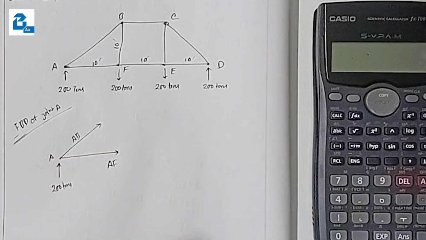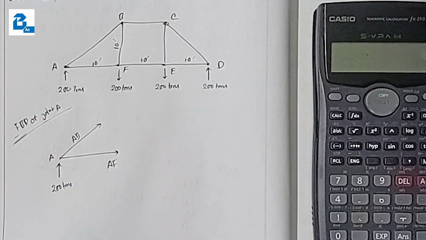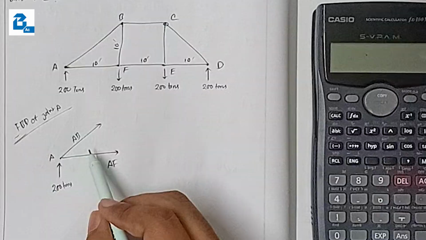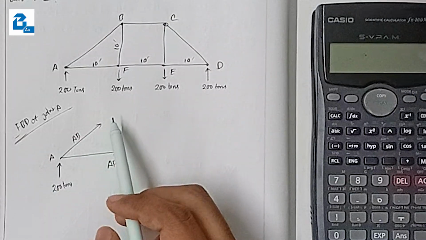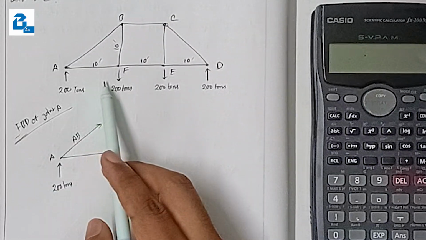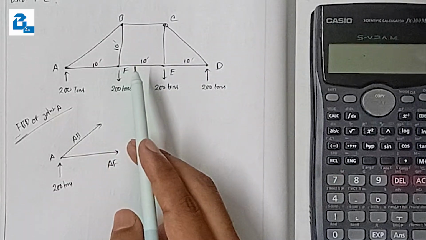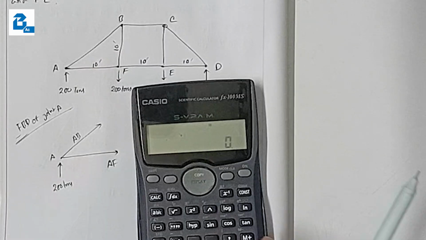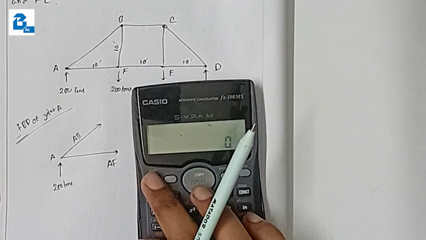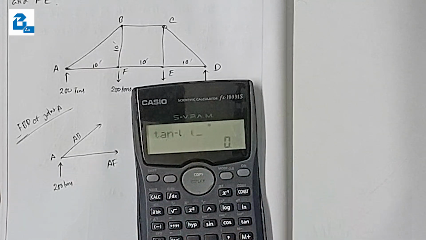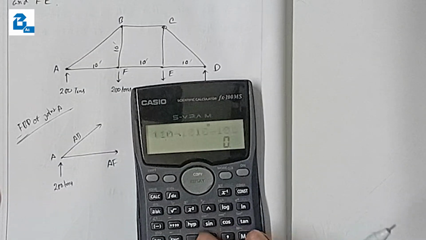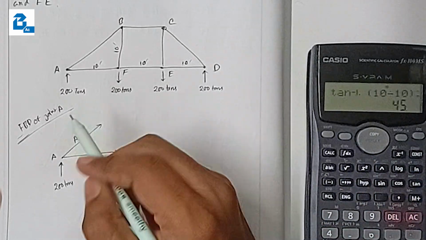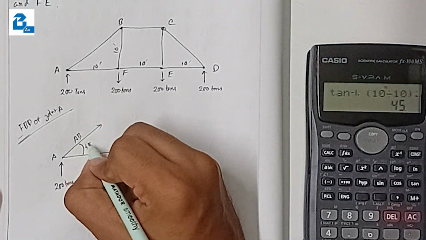To solve this, we will first have to find the angle between the AF member and the AB member. To do that, we have to see the figure. There it says the base is 10 feet and the height is 10 feet. So if we use a calculator, inverse tan of 10 by 10, we will get 45 degrees. So we can say that this angle is 45 degrees.